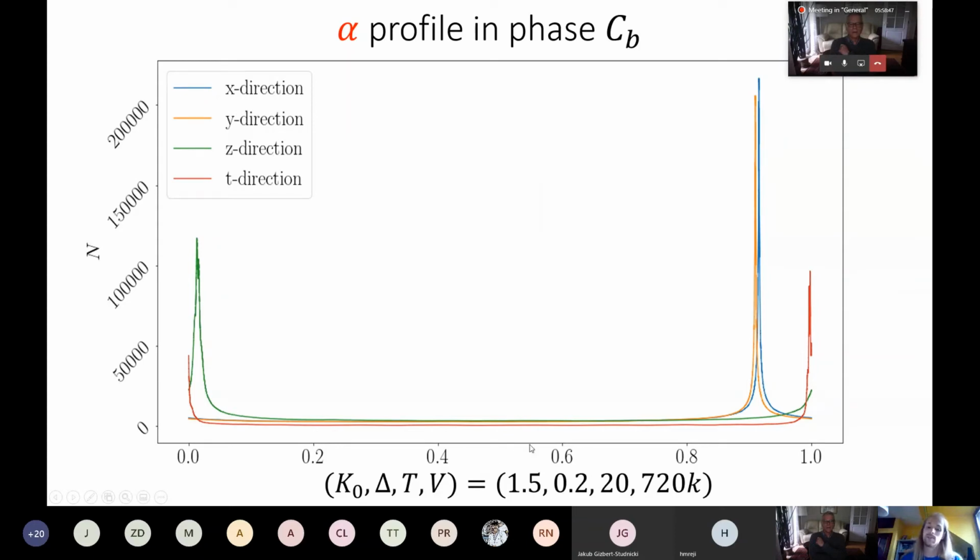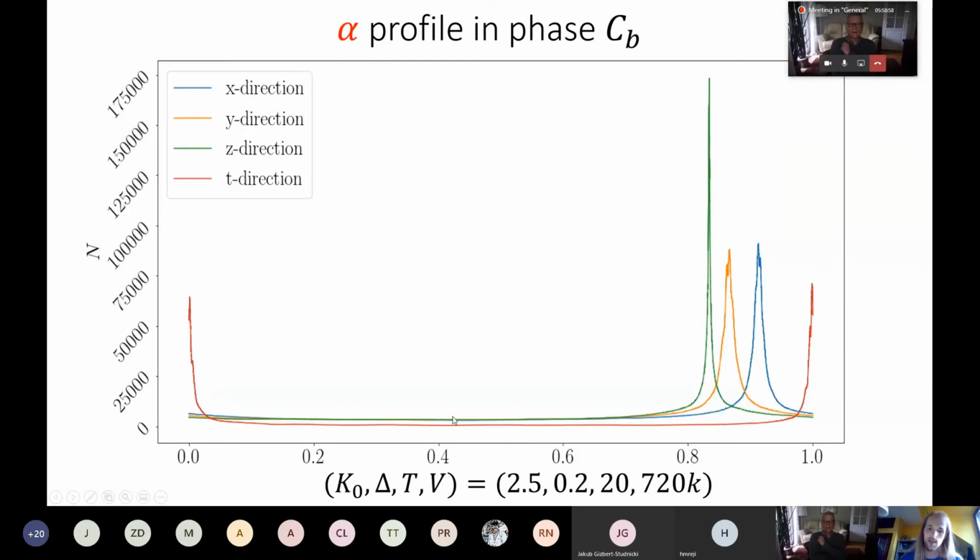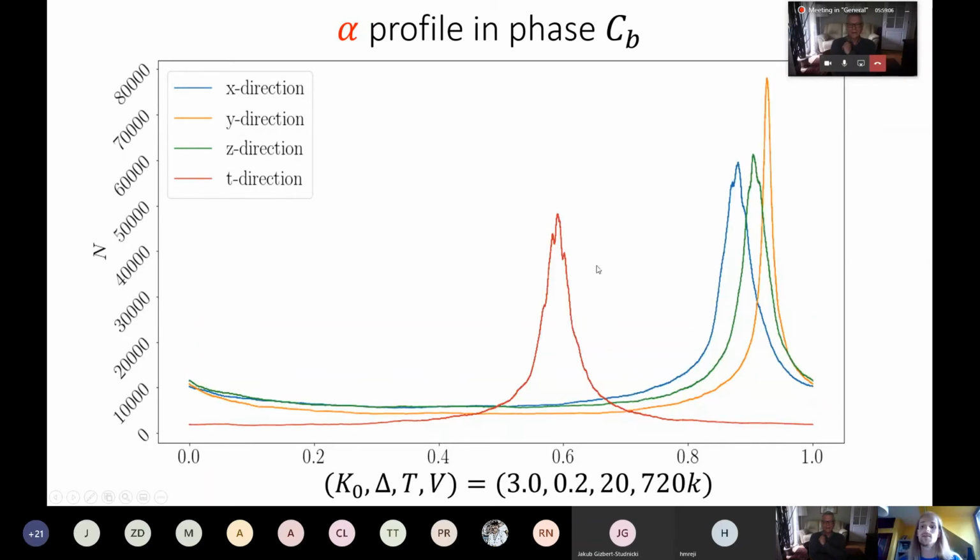If we are far from the de Sitter phase, so K0 is 1.5, we can see that we have a very narrow peak. As we increase the gravitational coupling constant, so we go towards the de Sitter phase, we can see that the width of these peaks is increasing. Now, if we go even closer, we can see that the width of the peak is increasing more. So the conclusion from this is that the further we are from the de Sitter phase, the more compact and more condensed the field distribution is.